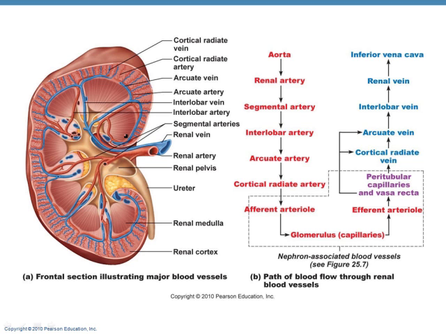How many do you really need? One. Can you live with just one? Yeah. Anybody in here have just one? Or know somebody with just one? My sister has one. So you can get away with one. Two's nice because you can filter more blood more efficiently. And again, they're very highly vascular.